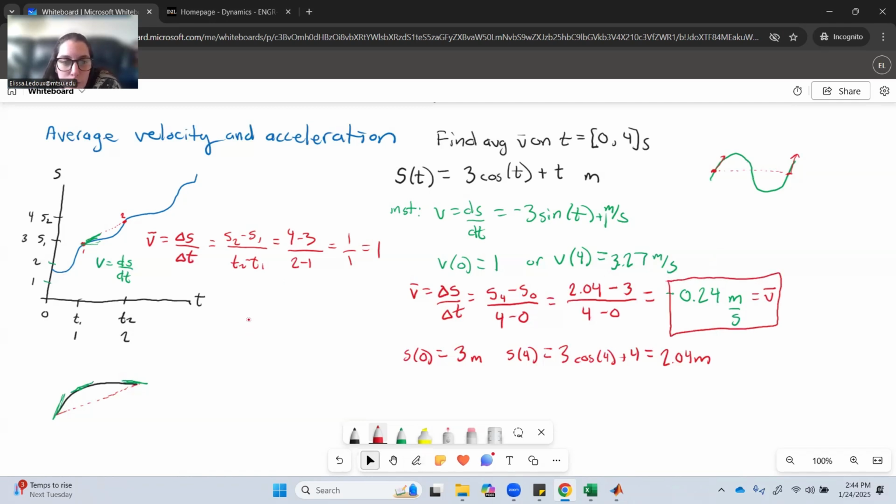Okay, and then real quick, average acceleration equals change in velocity over change in time. You would do it the same way as you did for V, except you would have V final minus V initial over T final minus T initial. So write down those formulas for average velocity and acceleration because those will be on the test.